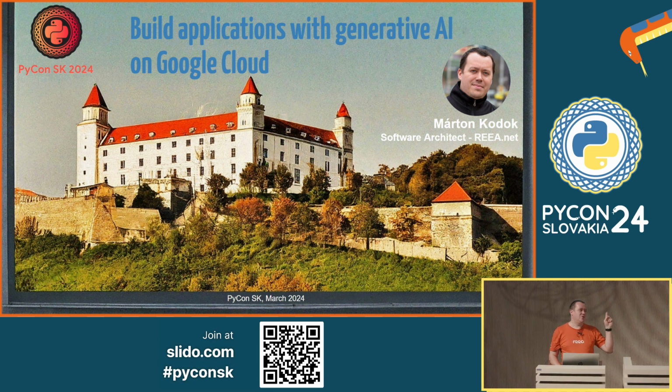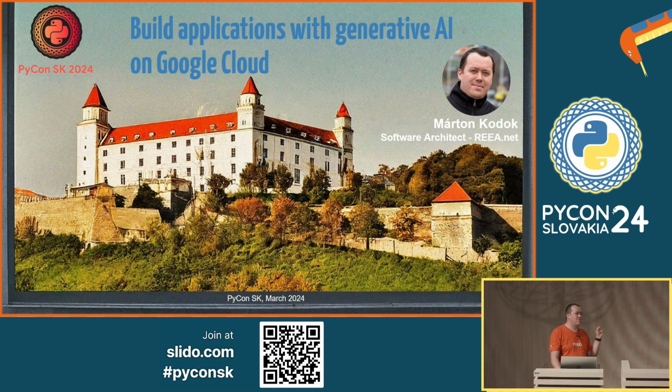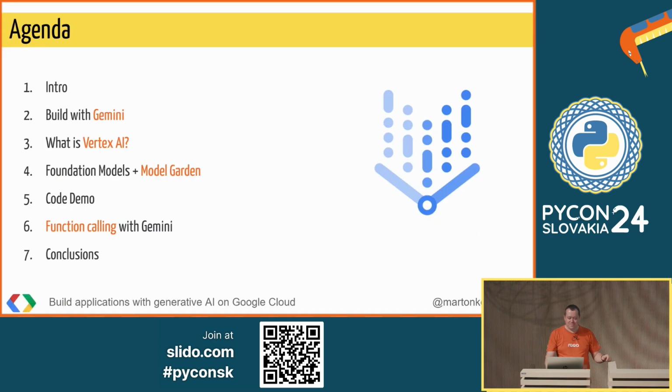So this image was actually generated yesterday by the Imagen model of Google Cloud. It was a prompt that built me an image of Bratislava Castle in a drawing style. It took like 7-8 seconds, and that's the image you have here.